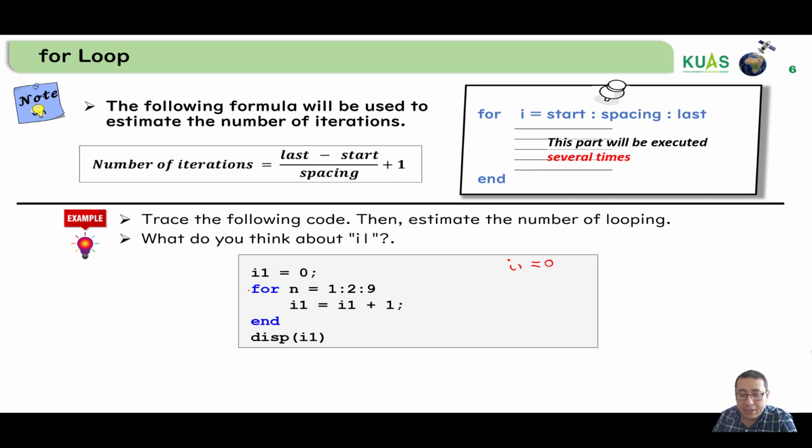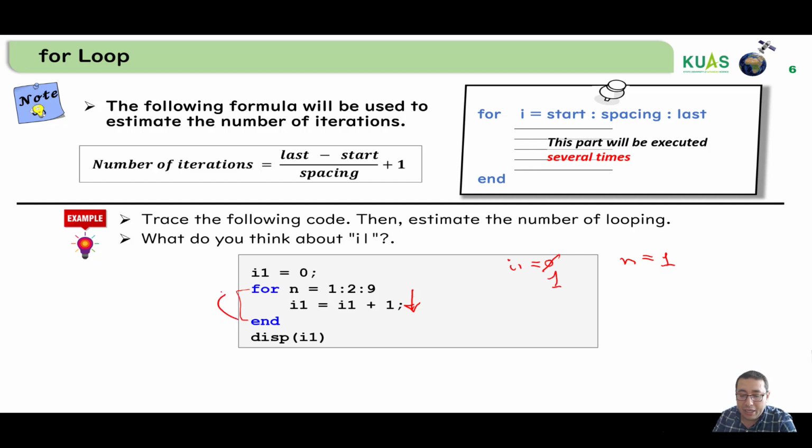And for n, this is the for loop. For n equal from 1 with step 2 to 9, the first value of n is 1, and then we start the first iteration. In the first iteration, it says I1 equals I1 plus 1, so I1 will increase every time by 1.